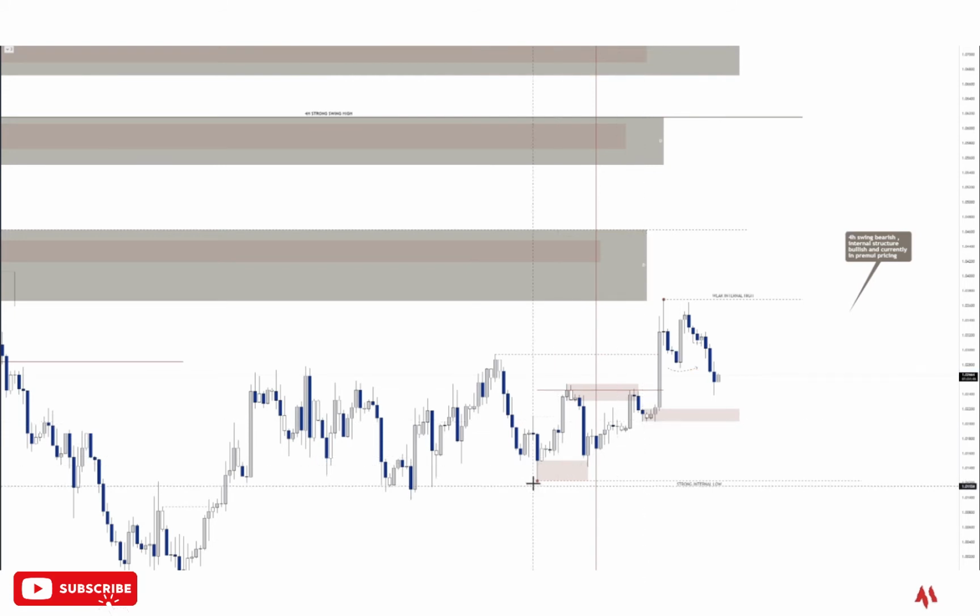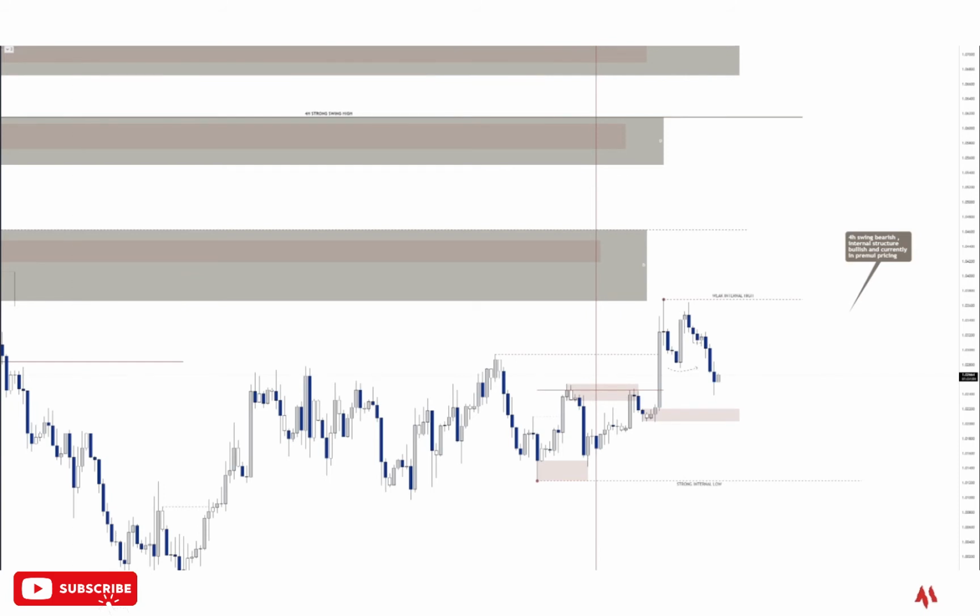So marking out our premium and discounts, we will be looking for long continuations from discounts, and we have these zones over here. This was the last mitigation of this zone that led to a break of structure, which makes this a good zone. And we still have another zone down here, this extreme. If price gets to this extreme, that's another zone.